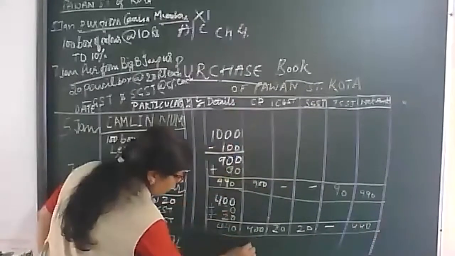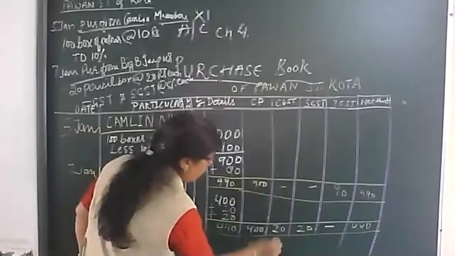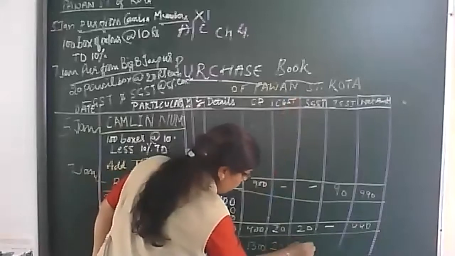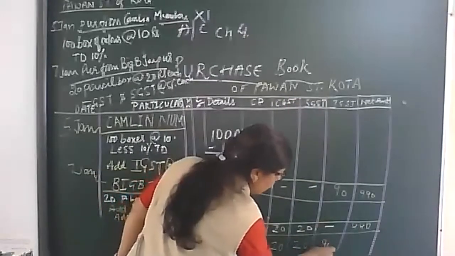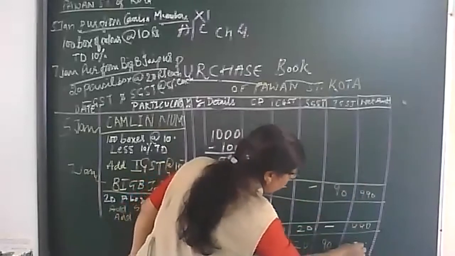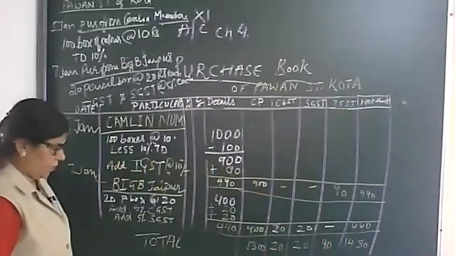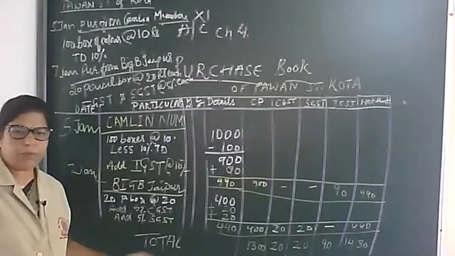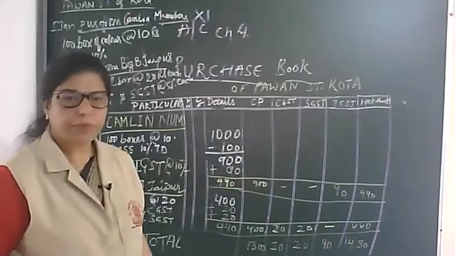Total of cost price is 1300. Total of CGST is 20. Total of SGST is 20. Total of IGST is 90. Or total of net column is 1430. This is the total. You should note it down with capital letters.